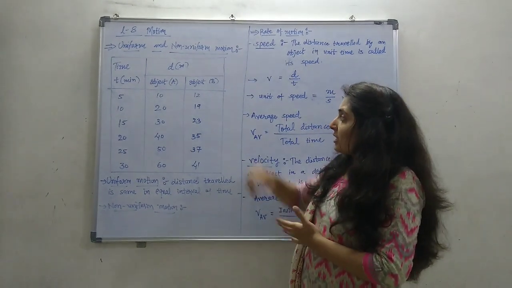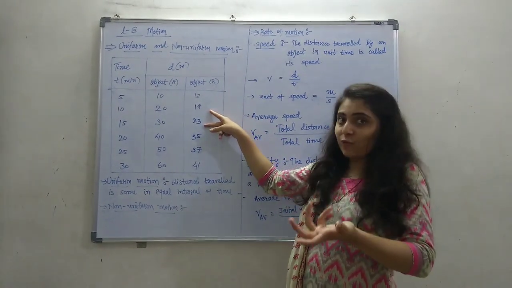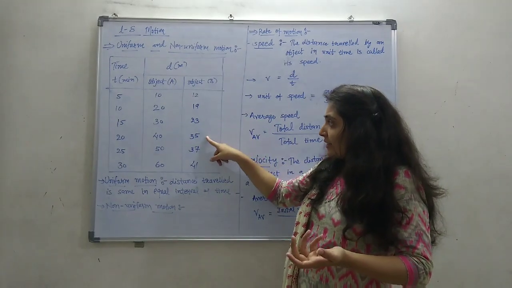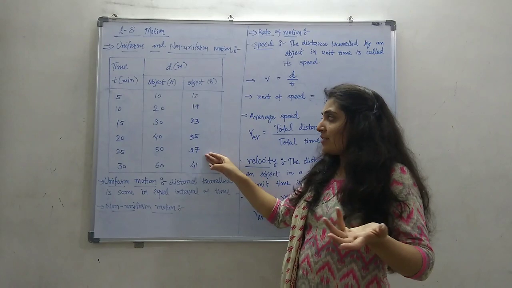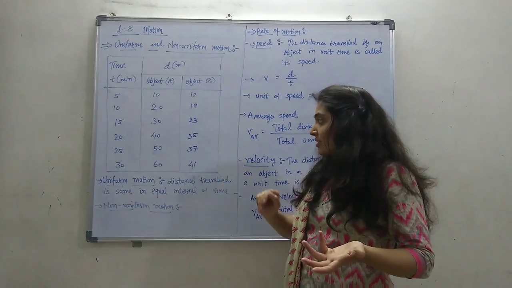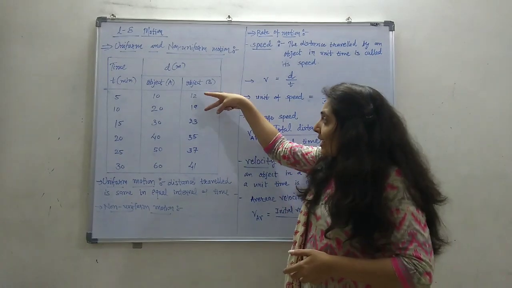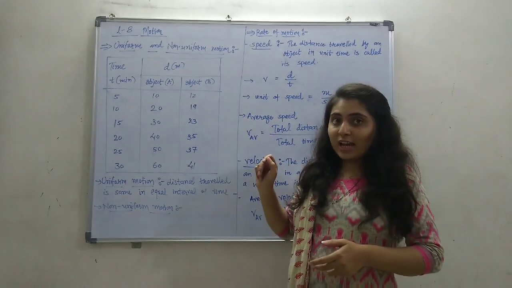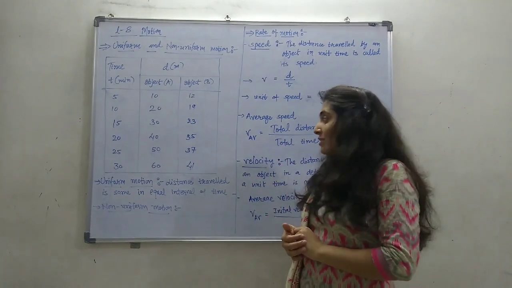But object B, in the first 5 minutes, has traveled 7 meter. In the next, it has traveled 4 meter. In another 5, it is traveling 12 meter distance. In another 5, it is traveling 2 meter distance. And in another 5, it has traveled 4 meter distance. So at each equal interval of time, the distance traveled by object B is not the same.